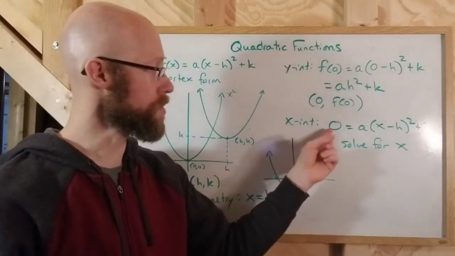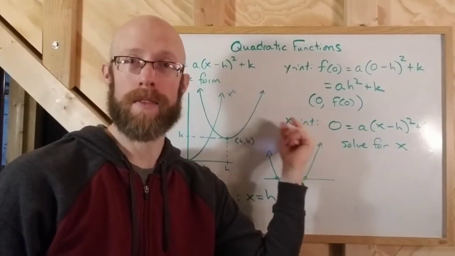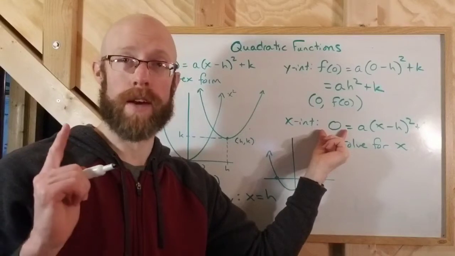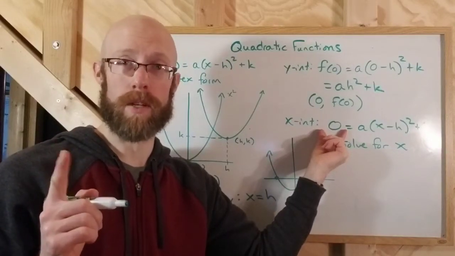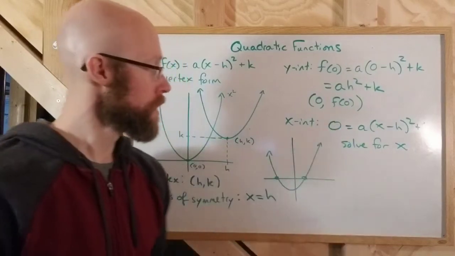If you end up with a 0 after you've subtracted the k and divided by a, if you end up with a 0 over here, then that means you're only going to have one answer, one x-intercept, because when you take the square root of 0, you just get 0. There's no plus or minus there.